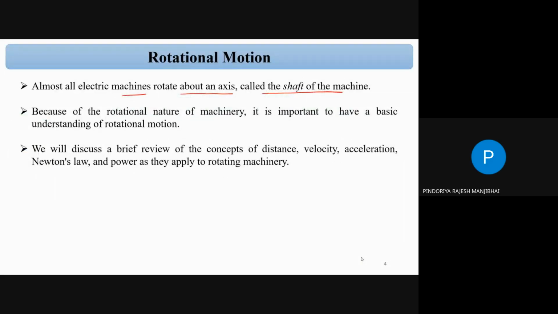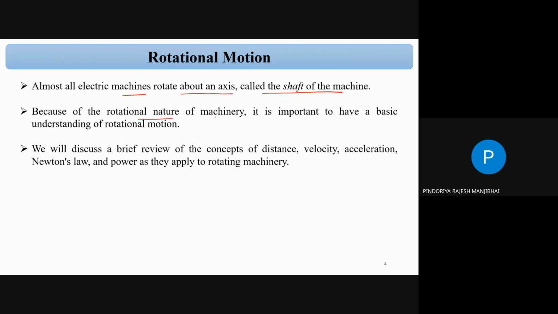So how can we define the shaft? Shaft is nothing but, all the electric machines rotate about an axis, and then we can say it is a shaft. So shaft is nothing but the rotating part, and we can say it is a rotor. Correct? So the rotor rotates around the axis, and then we can say it is a shaft.